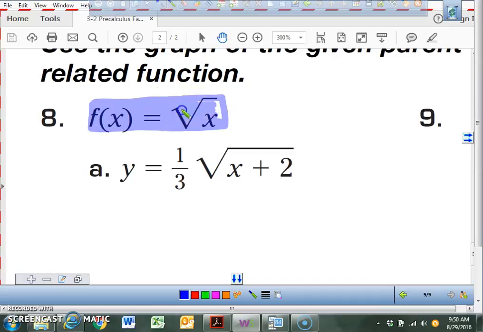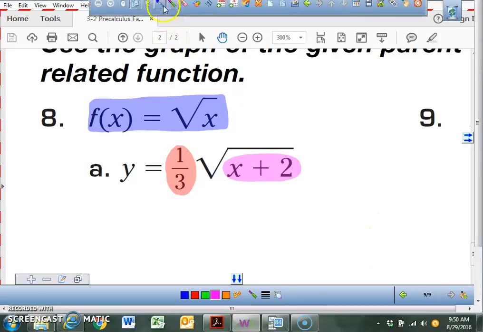Y equals, or f of x equals the square root of x. And there's going to be two things happening in this graph. The first thing that's happening is this graph's being multiplied by a third. The second thing that's happening is we have something inside of the radical sign. It's x plus 2. So for the first one, we're going to describe what this 1/3 does to the graph.